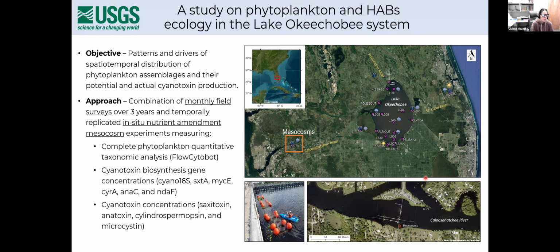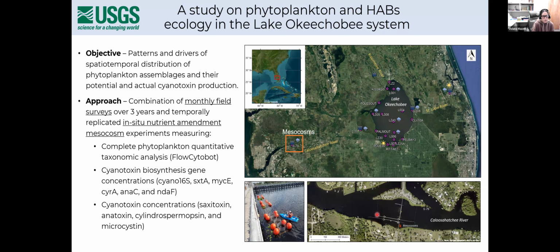The approach was to use a combination of monthly field surveys over 32 months, and also temporally replicated in situ nutrient amendment mesocosms that were conducted on the lower Caloosahatchee River down here. And for both the field and mesocosm studies, we looked at complete phytoplankton quantitative taxonomic analysis. This, however, was done using a FlowCytoBot.